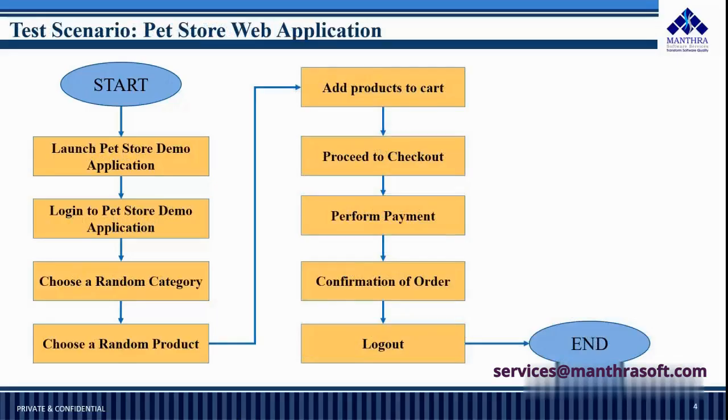The flow of this test scenario is as follows. First, launch pet store demo application. Second, log into the pet store demo application. Third, choose a random category. Fourth, choose a random product.